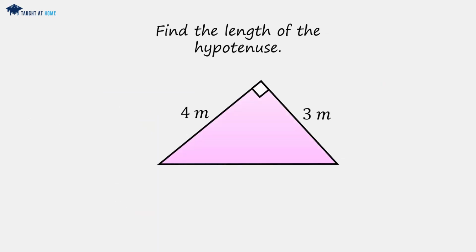Let's take another example. Example 2. Find the length of the hypotenuse. Now we're given a triangle that is sort of resting on its long side. We've got 4 meters and 3 meters. The hypotenuse, remember, is directly opposite the 90-degree angle. So we can label that with C, and we can label the 4 meters with A and the 3 meters with B.